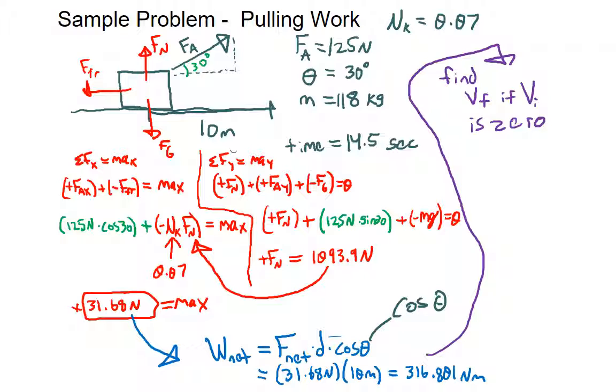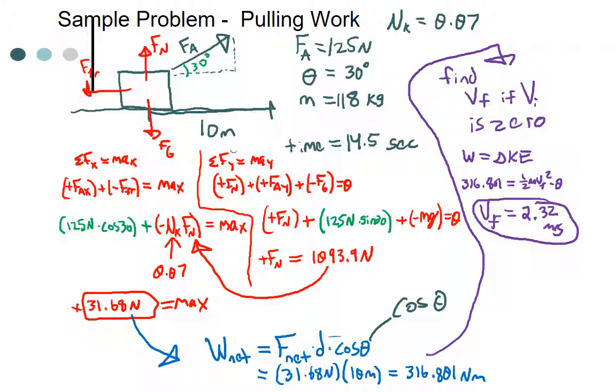So let's assume that this pack starts from rest and we want to find what is the final speed. We can do that again because we have the net work, right? So we can figure out what's going on with the motion, and we set up net work equals a change in kinetic energy. We have the net work. We're looking for the final speed, and we should get 2.32 meters per second.